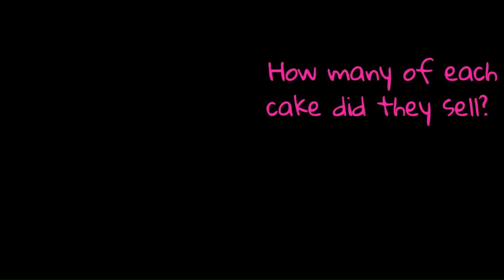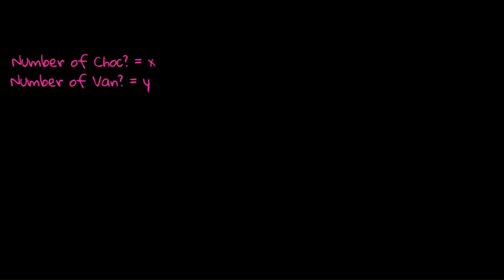Let's identify the unknowns. We don't know how many of each flavor cake was sold, so let's make the number of chocolate cakes equal to the variable x and vanilla the variable y. These are the unknowns. So what do we know? We know that the chocolate is $15 each and the vanilla is $10 each. So we can put this into an equation, 15x plus 10y equals 200, because 200 is the total revenue.